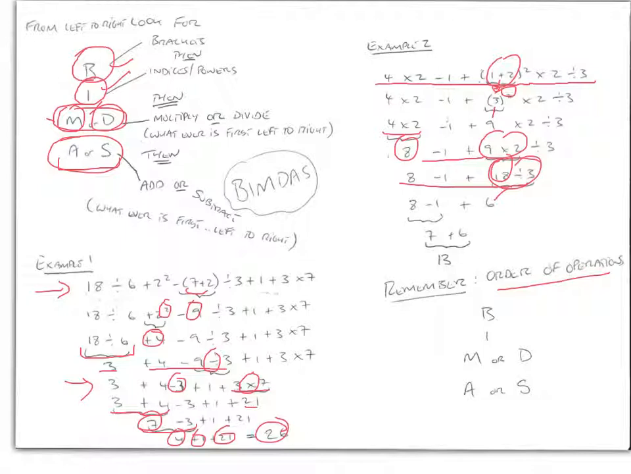So we've dealt with all the brackets, indices, multiplication and division. Now we're looking at any subtractions or additions. 8 minus 1 is 7, plus 6 is 13. So that's BIMDAS, the order of operations.